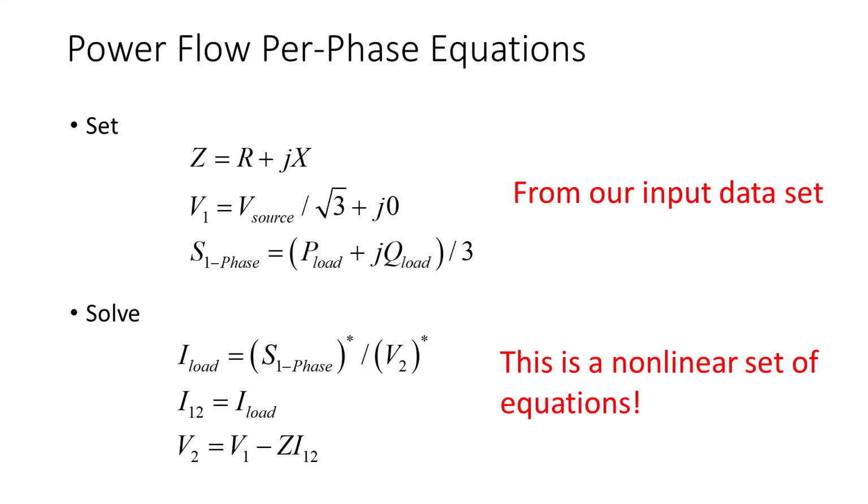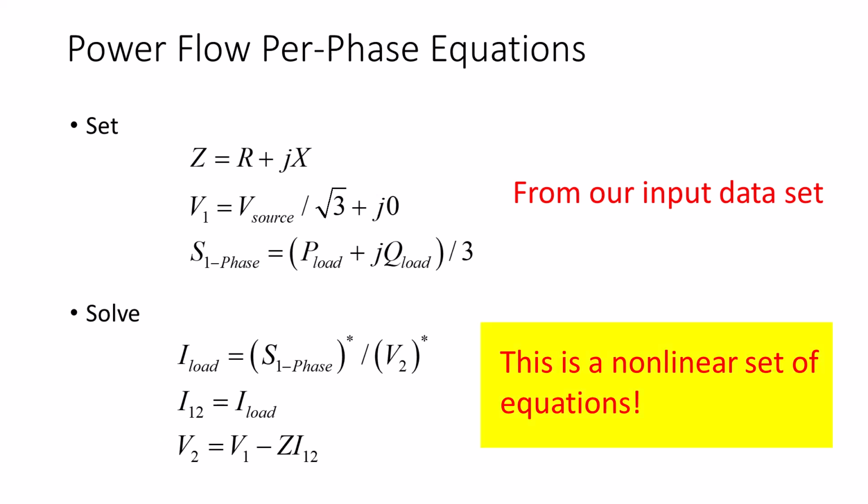To apply the per-phase model, we start by setting variables based on the input data. In this case, we have a complex line impedance, a fixed per-phase source voltage, and a single-phase load consumption. To solve the power flow, we need to solve the three equations shown. The load power and voltage is used to get the load current, which in this simple case also corresponds to the line current. Once we have line current, we can use the source voltage V1 and subtract the voltage drop across the line to get the load voltage V2.